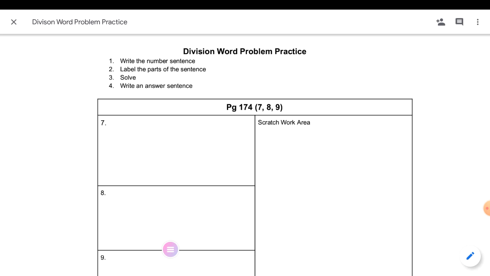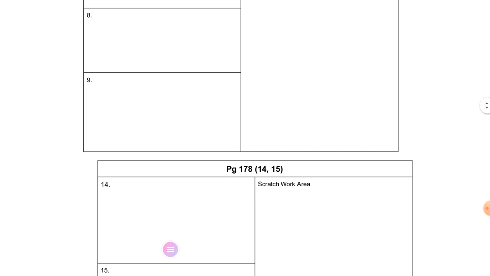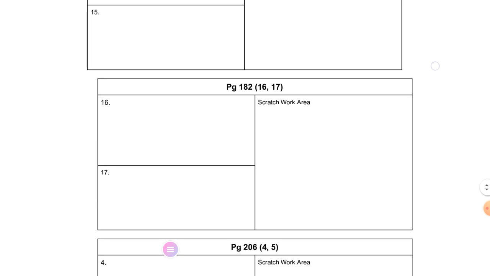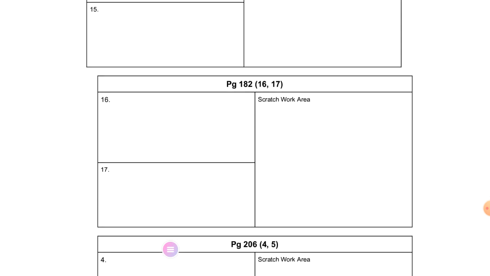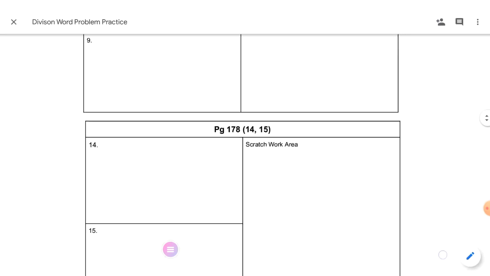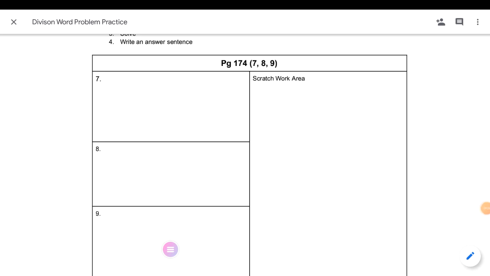So on page 174, you're going to have problems 7, 8, and 9. It's written right here at the top. On page 178, what two problems are you going to do? 14 and 15. And again, this scratch work area might be a little small, so if you run out of space, just do it on loose leaf. Page 182, 16, 17, page 206, 4 and 5. So it's 2, 4, 6, 7, 8, 9 problems, okay? You have about 15 minutes of class time to get started on it. Questions? Okay. Let me pass out your paper real quick. If you want, you can go ahead and get your book open, page 174.